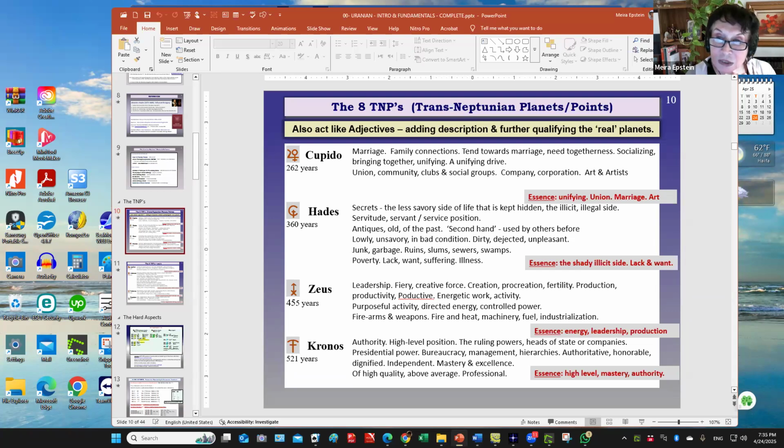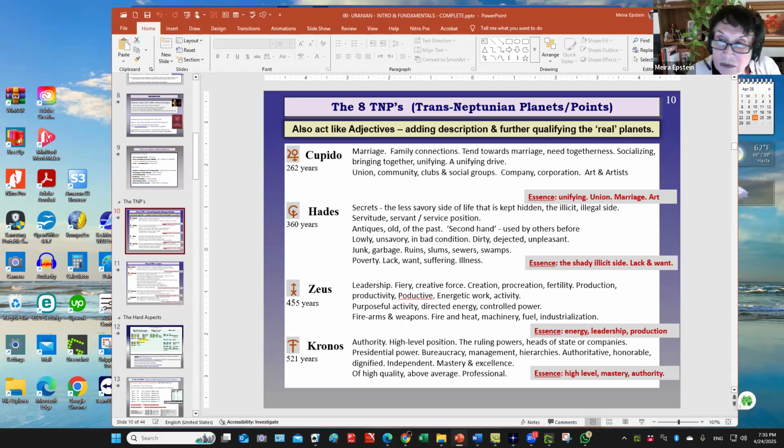Marriage, family connections, tend towards marriage, need for togetherness, socializing, bringing together, a unifying drive, union, community, clubs, social groups, company and corporation. Because it has the component of people together, the essence is togetherness, so even a business company falls under that heading. And the essence: unifying, union, marriage, and art.